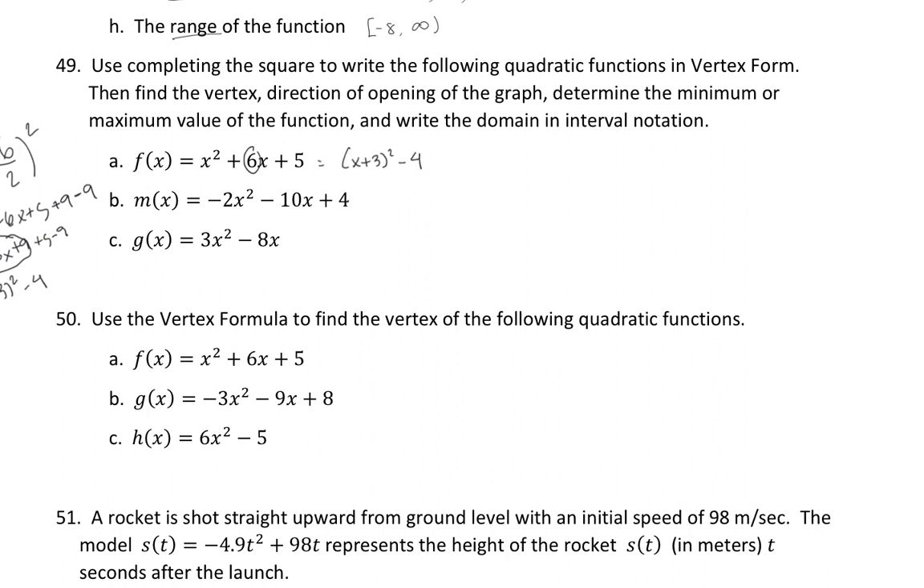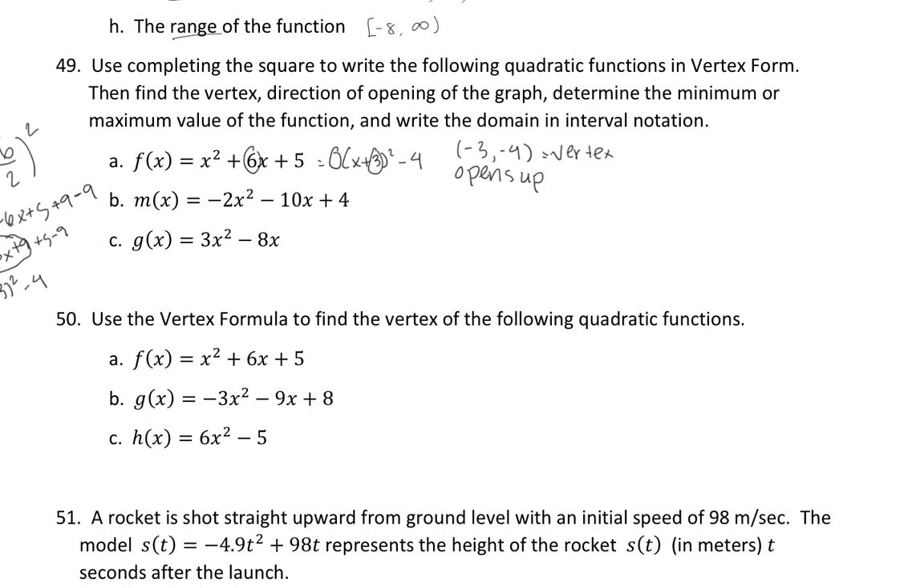Now, if we look at the vertex, that's easy, right? So that's just the negative of this. So it's going to be -3 and then -4. And I'll just say equals our vertex. And then since the coefficient in front of our x plus 3 squared is positive, that means it's going to open up, right? So this opens up.